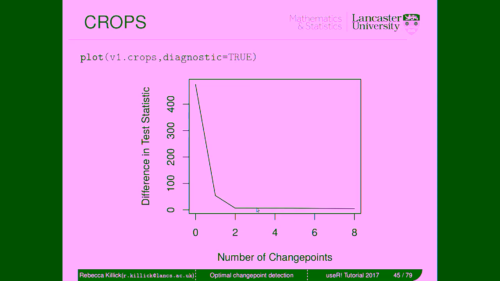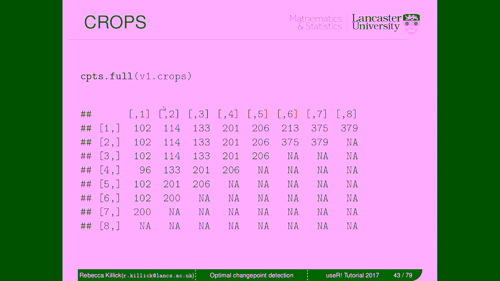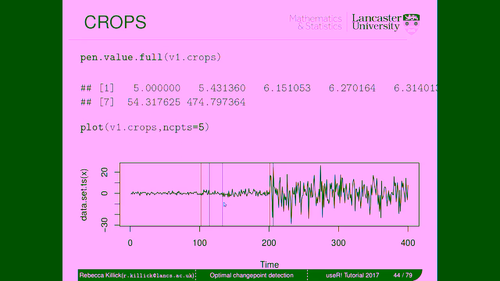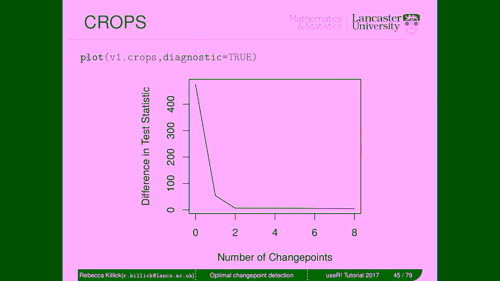Maybe interesting. If you maybe have too many changes to look at, or you just want a kind of diagnostic as to what number I should choose, you can do plot, and instead of having the number of change points there, you can put diagnostic as true. Okay, and what this plots is the number of change points along the bottom and your test statistic across the top, or rather the difference in test statistic. So you can see here that you've got a huge decrease going from 0 change points to 1, a smaller one going from 1 to 2, and then from 2 onwards, it's really tiny.